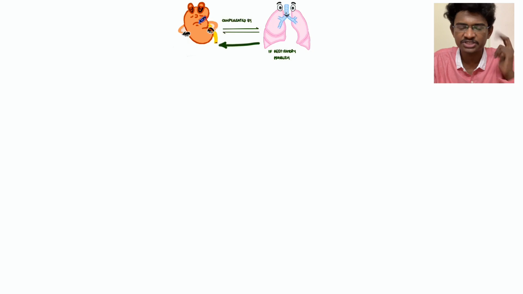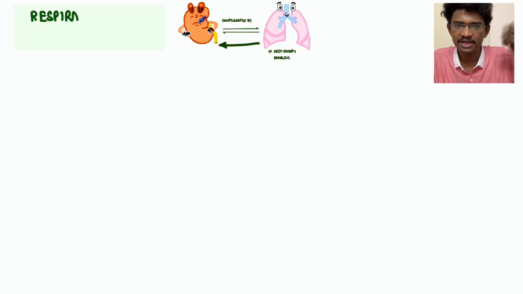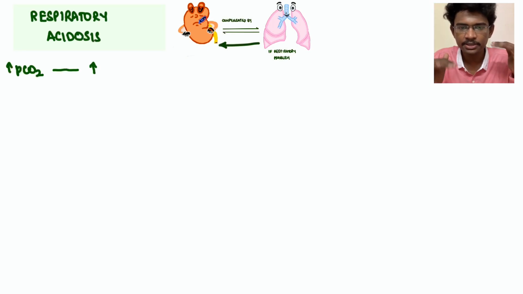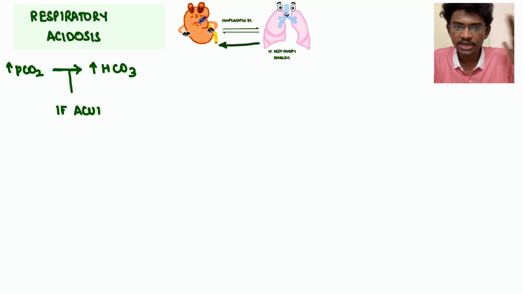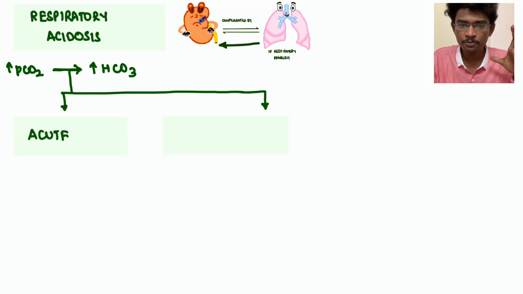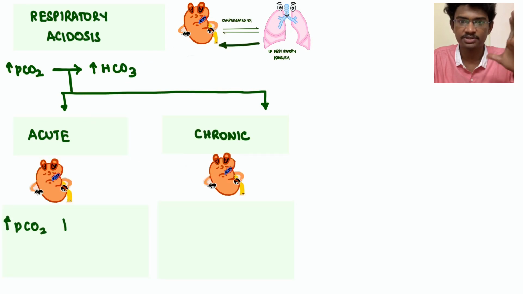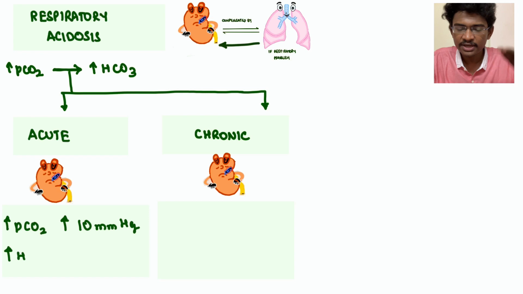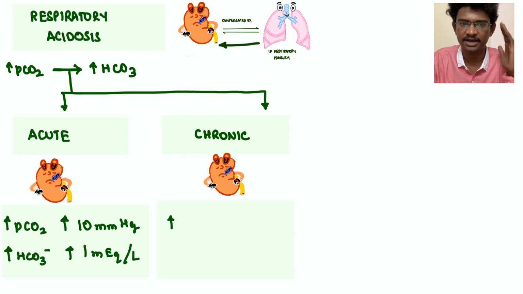Next is respiratory acidosis, where PCO2 accumulates, acid accumulates. So as a compensation, alkali should also accumulate to neutralize it. In case of respiratory acidosis, there are acute as well as chronic states. If it's acute, sudden onset, kidney won't be able to reabsorb bicarb that fast. So for every 10 millimeter increase in PCO2, there will be only 1 milliequivalent increase in bicarb. Whereas in chronic states, for every 10 millimeter increase in PCO2, there will be 4 units increase in bicarb.